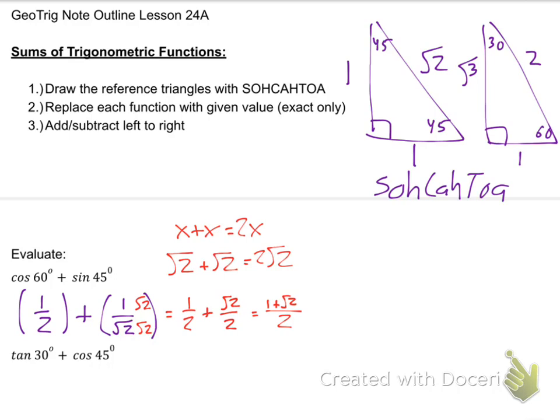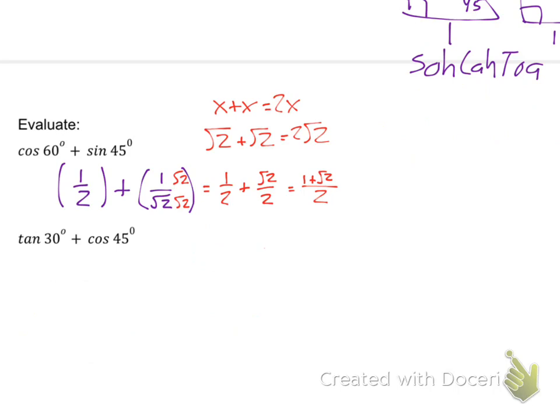Okay? Next one, guys. I want us to try this on our own. Take the tangent of 30 and the cosine of 45. Try to figure this one out on your own. So, if I take tangent out, and I take cosine out, now again, I don't have the triangles on here. I took them out of view.